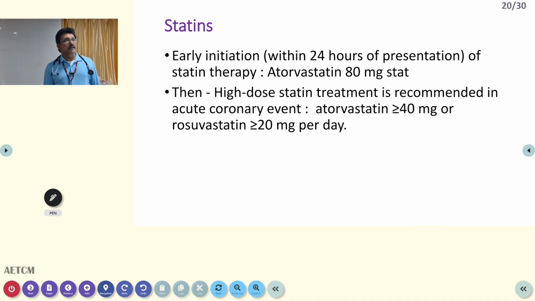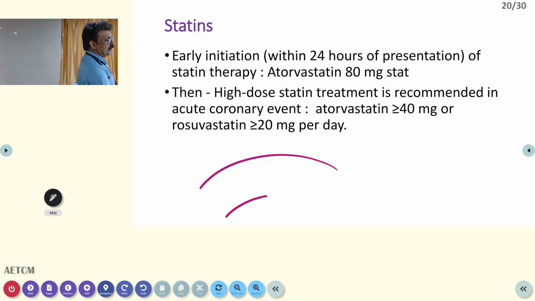Now, another important drug is statins, always give them, because we have already seen that coronaries will have cholesterol plaques. These are cholesterol plaques. So, cholesterol plaques are there in between. Fibrins are there, platelets are there. That forms the cholesterol plaque.